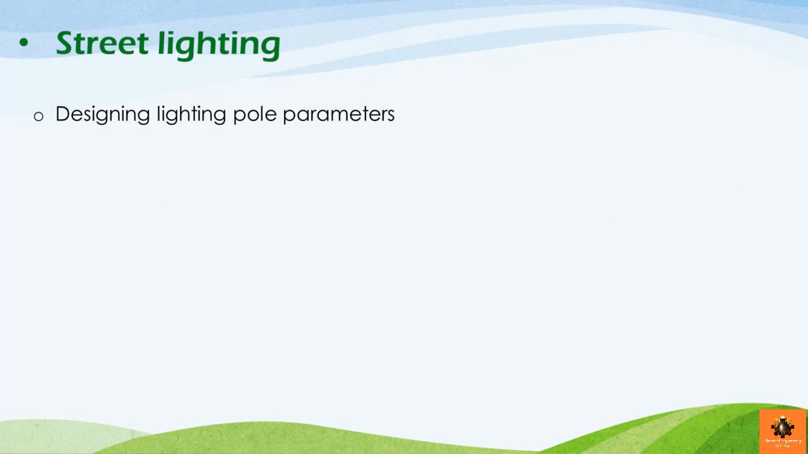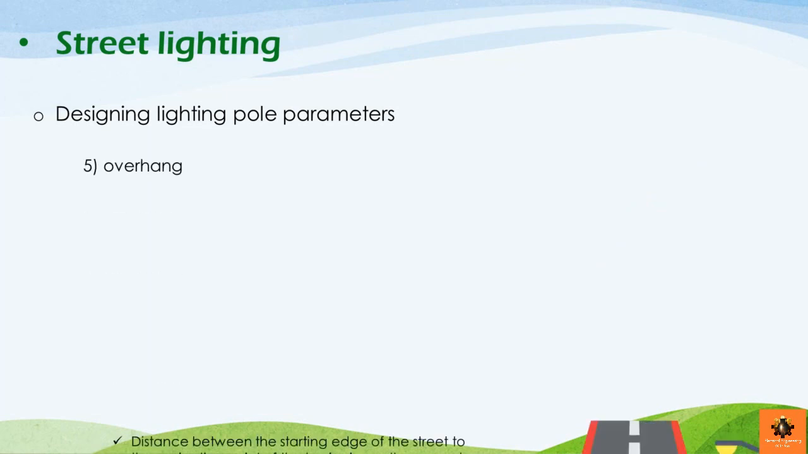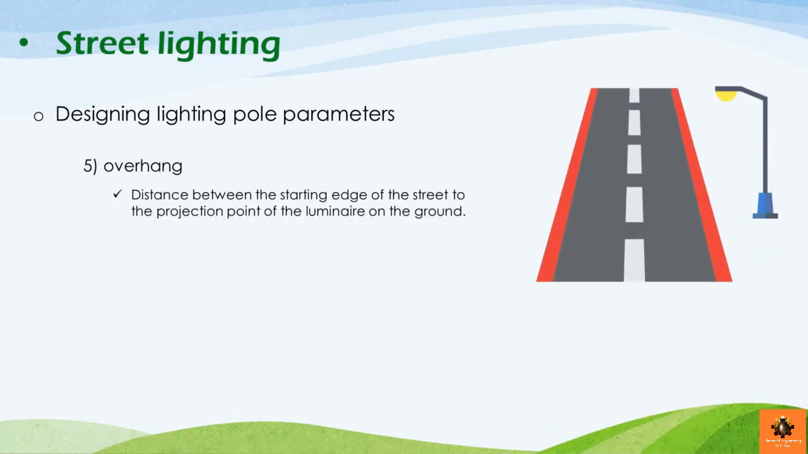Alright, now the fifth parameter related to the pole is the overhang. The overhang is the distance starting from the projection point of the luminaire on the ground to the starting edge of the street. So we have 2 points here. The first one is the starting edge of the street, and the second one is the projection point of the luminaire on the street. And when we link between those 2 points, we get the overhang distance.